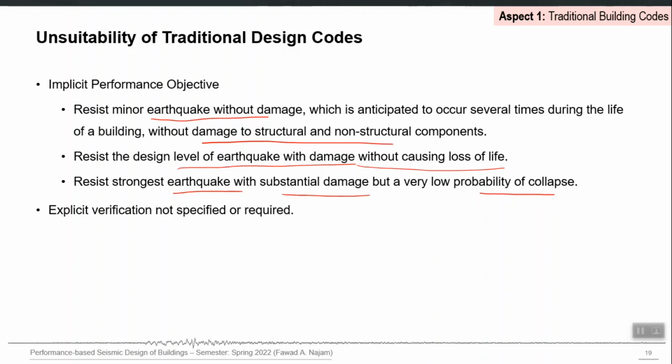But the problem is that there is no explicit verification. You cannot check this. When you perform a traditional code based structural design, you just have to believe in this implicit performance objective. You cannot explicitly verify how my design is going to behave if a very severe earthquake occurs.